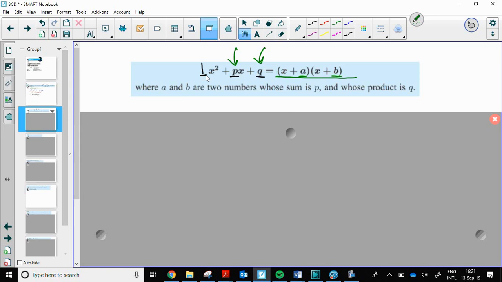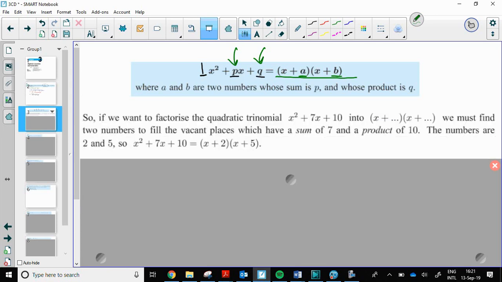Let's see a simple example of this. So if we wanted to factor this, I'd be thinking about, what 2 numbers, when I add them up, gives me 7, but when I multiply them together, gets me 10. And those numbers are 2 and 5. And in this case, those weren't too hard to come up with.